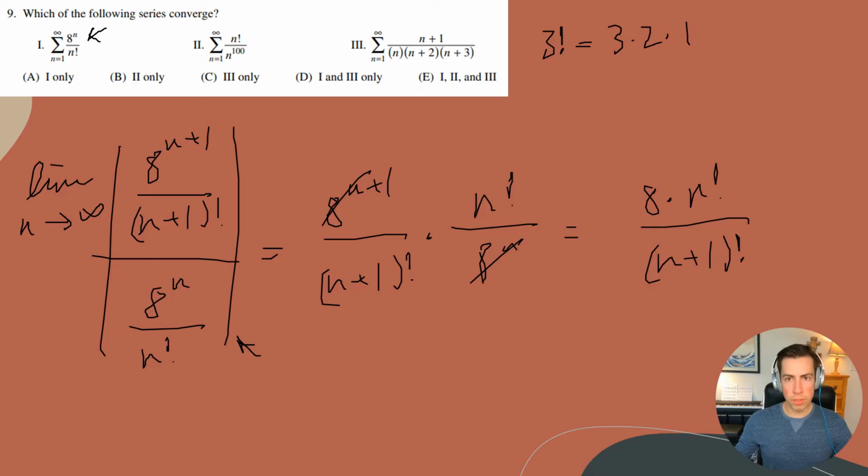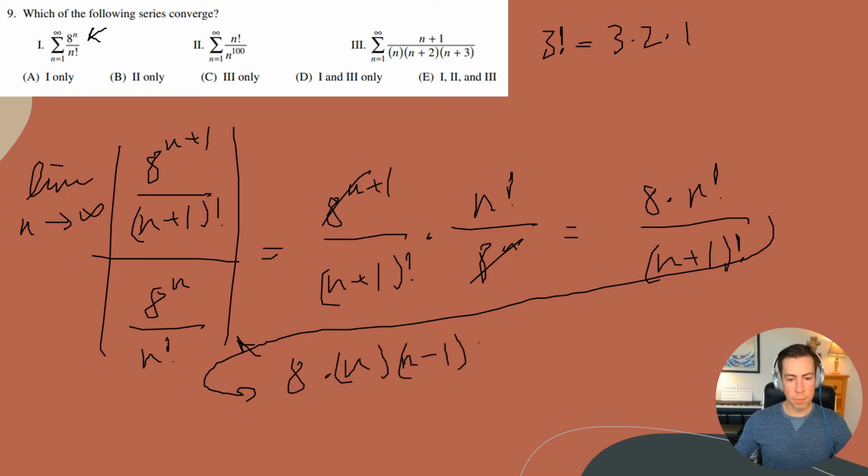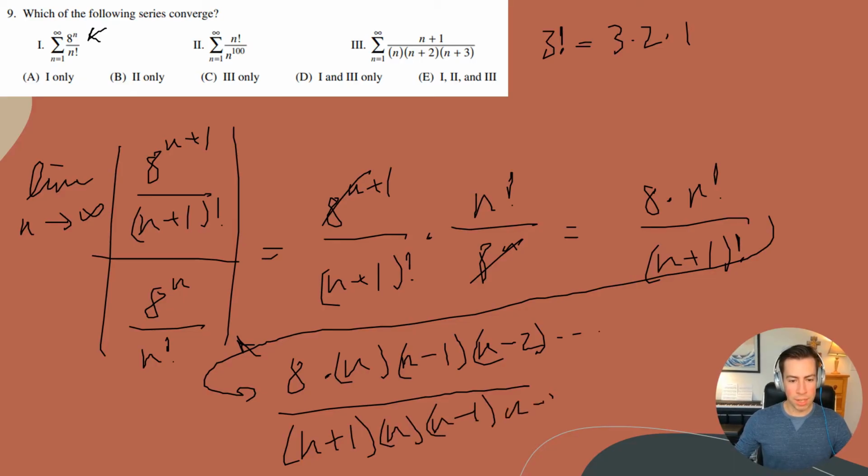The way you would do that is imitate it symbolically. So it would be 8 times n multiplied by n minus 1 multiplied by n minus 2 and then dot dot dot, it keeps going. Then you do the same thing for the bottom. So I'm going to have n plus 1, and then n plus 1 minus 1, which is just n, and then n minus 1, n minus 2, and so on.